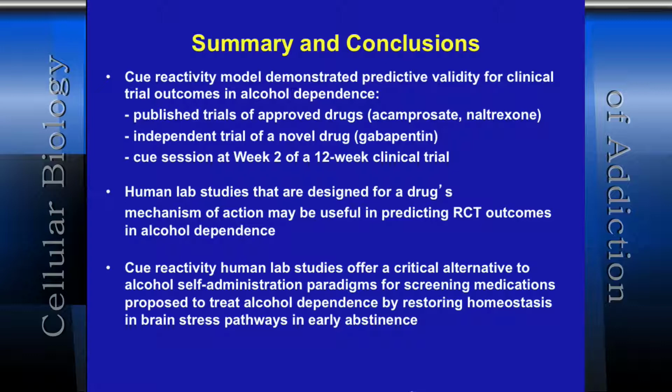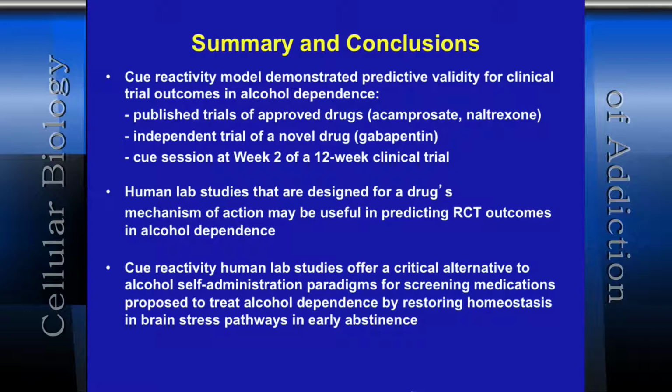And we feel that human lab studies that are designed for a drug's mechanism of action may be useful in predicting clinical trial outcomes, at least guiding them. Remember the two earlier gabapentin human laboratory models: the non-dependent social drinkers, alcohol administration design, negative, but cue reactivity in alcohol dependent, chronic administration for 1 week, you got a positive signal that then did play out in clinical trials that were designed accordingly.